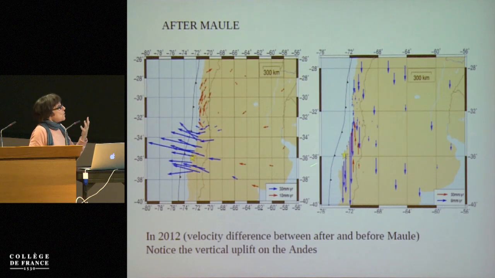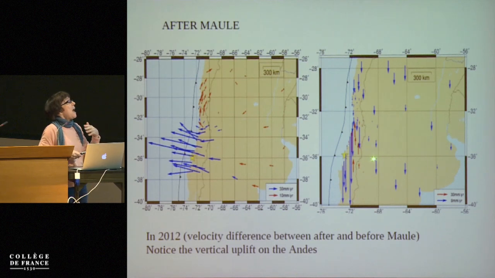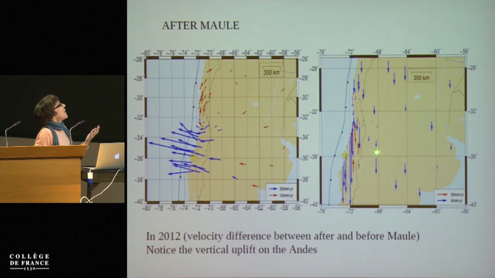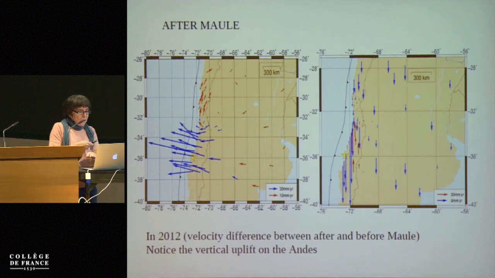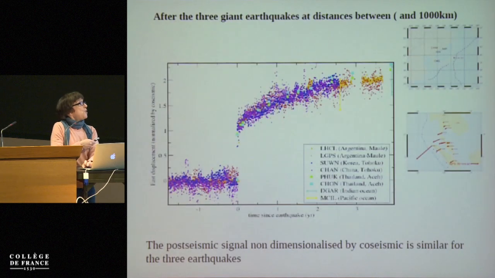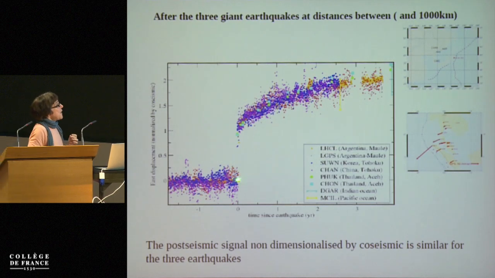And this we observe for each earthquake. We observe that in Thailand after the Sumatra earthquake, and we also observe that far away from the Japanese earthquake. So all those earthquakes present post-seismic motions with very common features. And one thing quite remarkable.